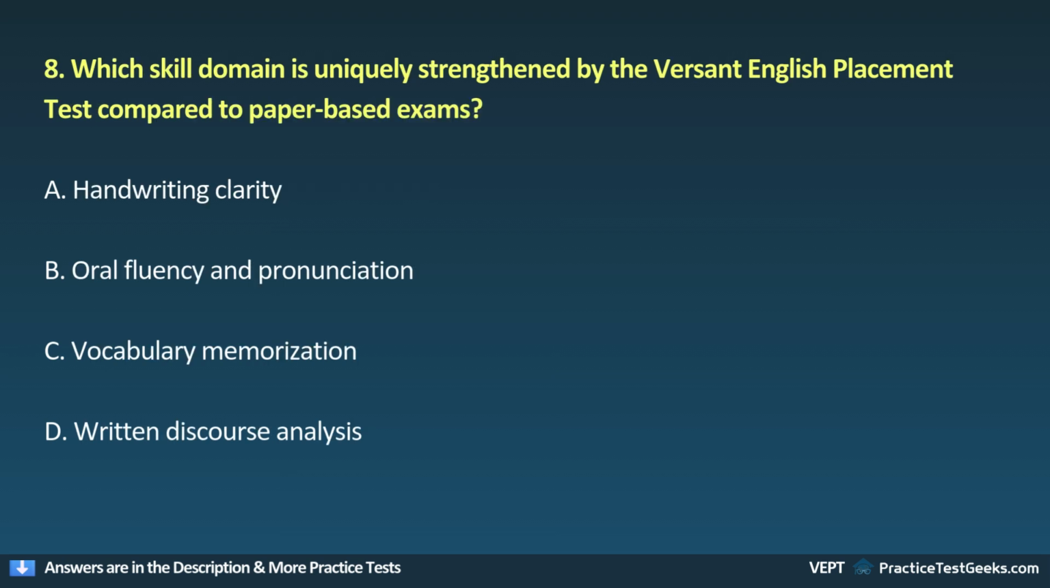8. Which skill domain is uniquely strengthened by the Versant English Placement Test compared to paper-based exams? A. Handwriting clarity. B. Oral fluency and pronunciation. C. Vocabulary memorization. D. Written discourse analysis.